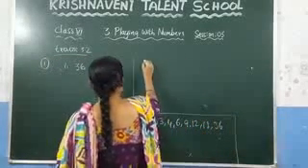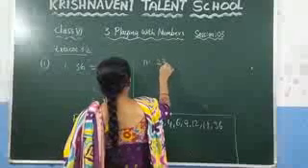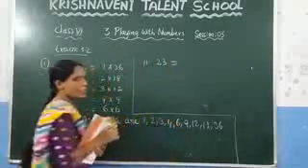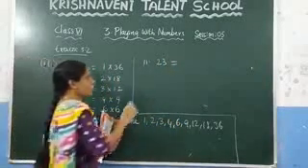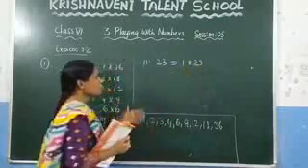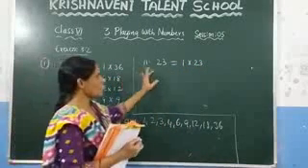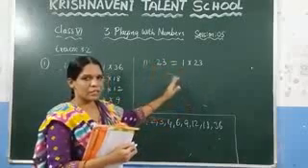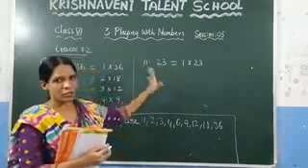Here what they have given: find the factors of 23. You need to find the factors of 23. And how do you write? You can write 1 into 23. In 2 table, in 3 table, in 4 table. If you observe, up to 23 tables, you will not get 23 in any of the tables.